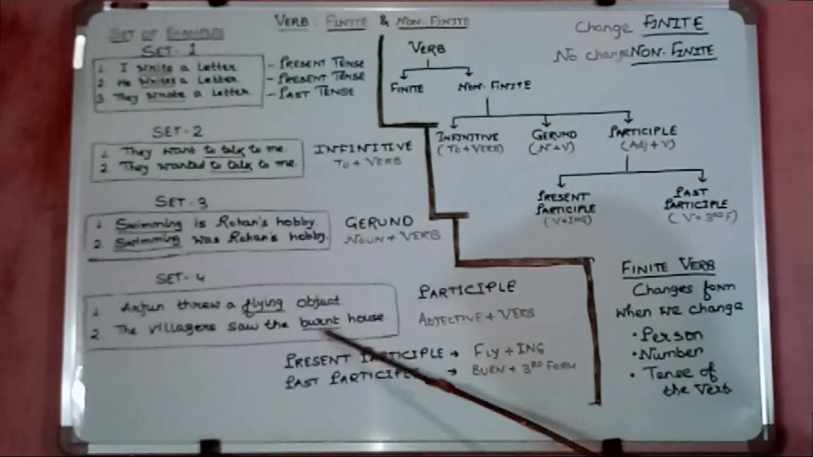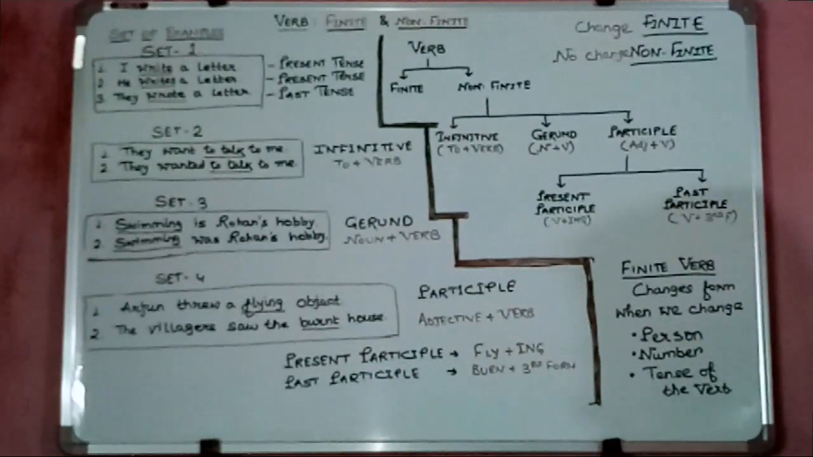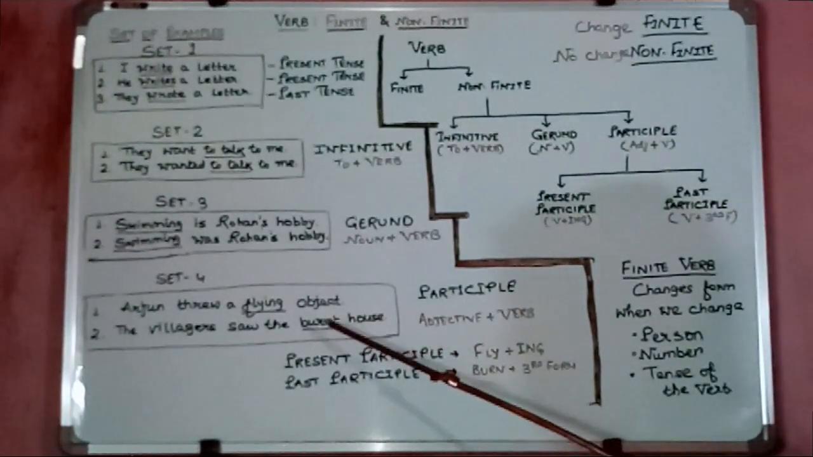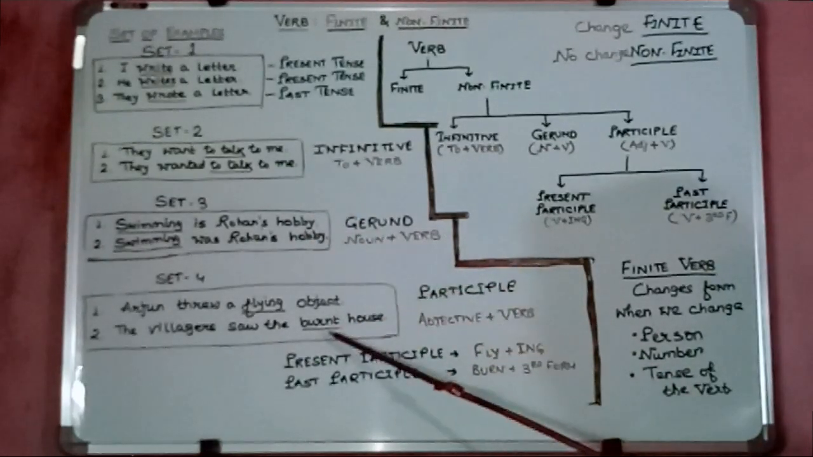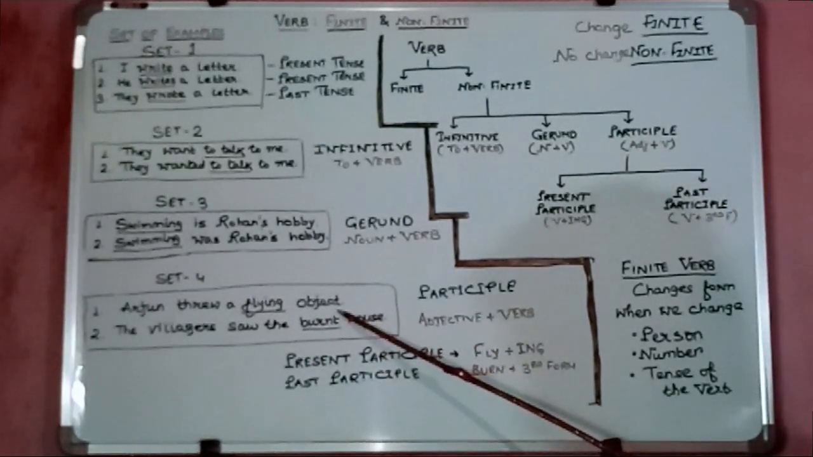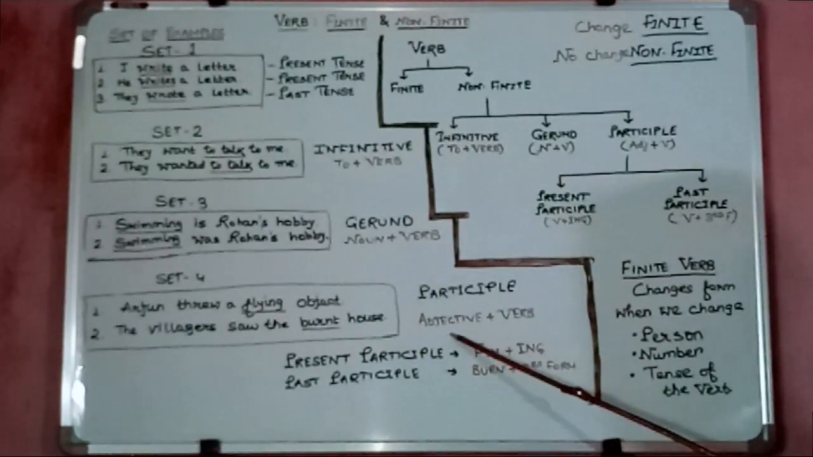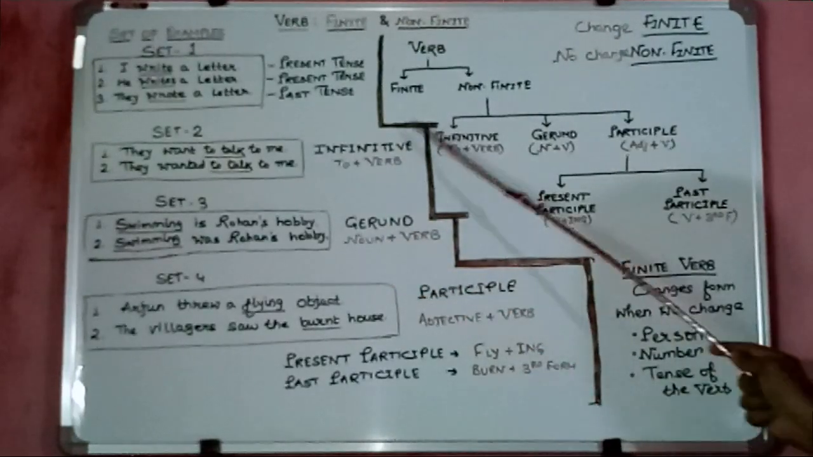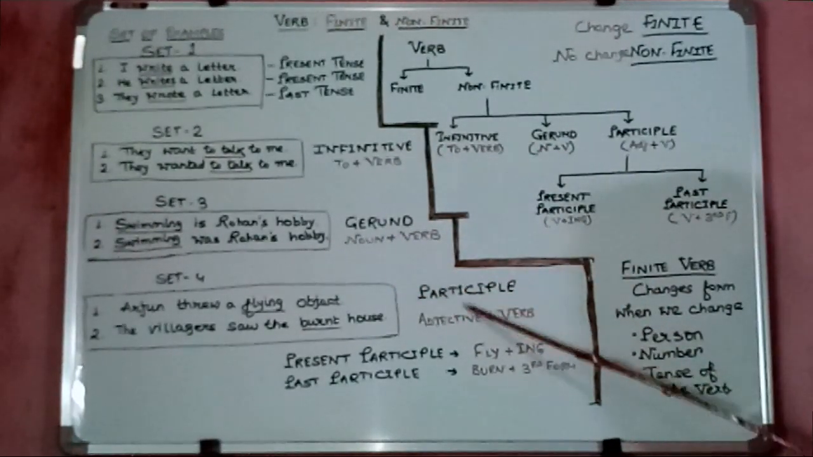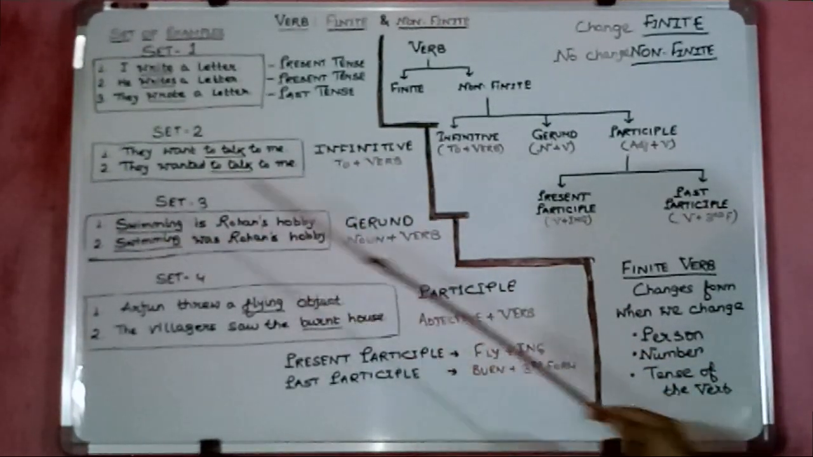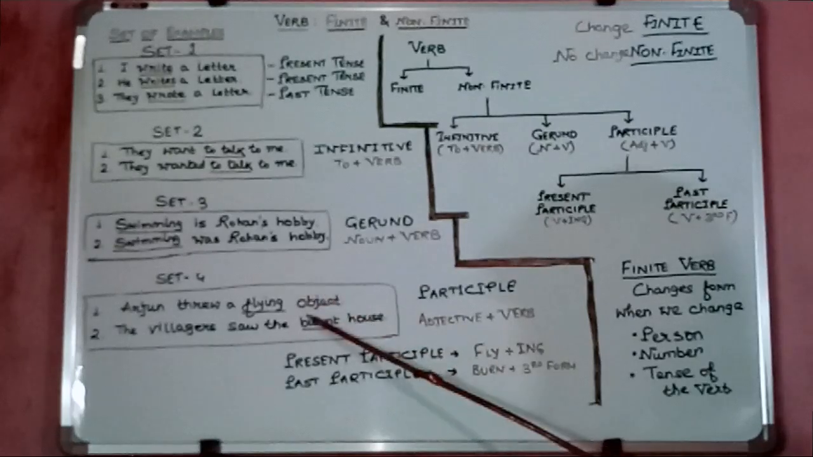Now look at this particular word burned. Burned is an example of a verb, because we know the third form of the verb burn, B-U-R-N, is burned. So obviously this is a verb, but it acts like an adjective. So this is also an example of participle, because we know participle means adjective plus verb. So these are the three types of non-finite verbs: infinitive, gerund and participle. Infinitive means to plus verb, gerund means noun plus verb, and participle means adjective plus verb.